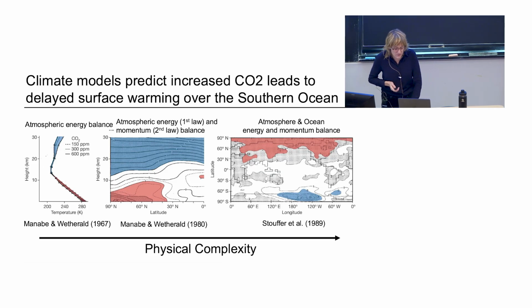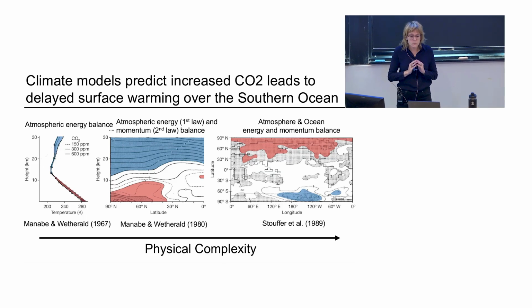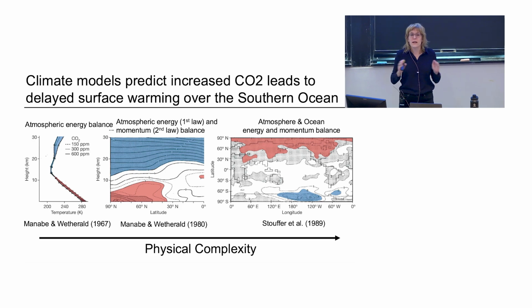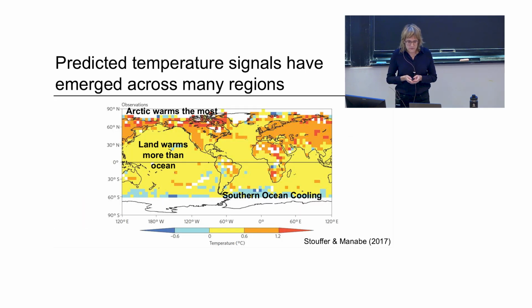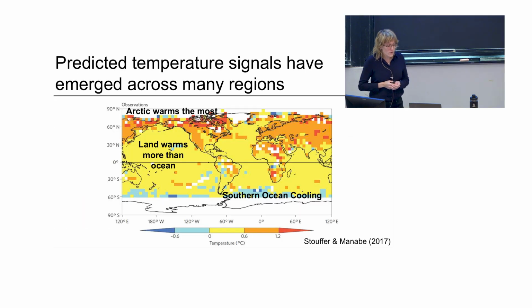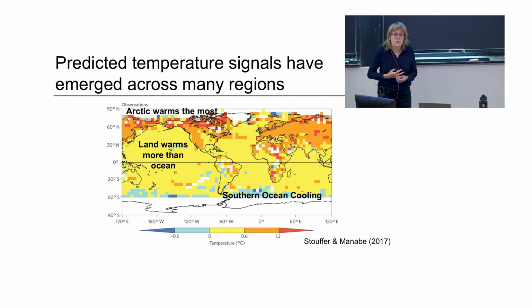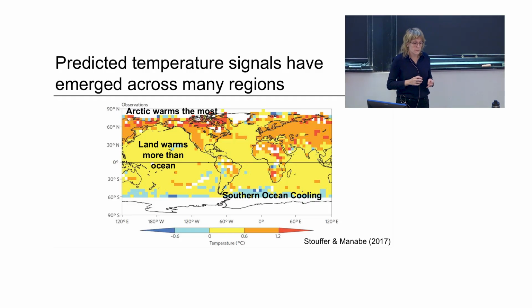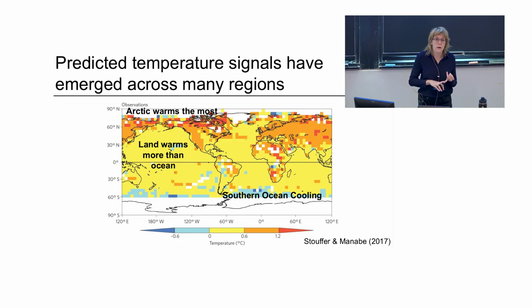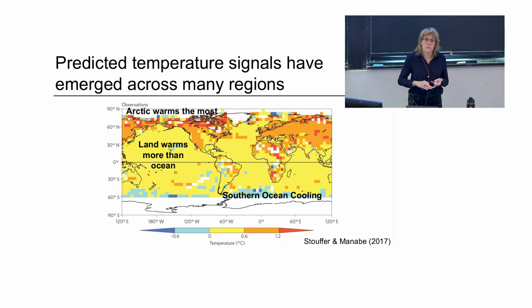Now what's amazing about this is these were worlds we had not seen. They had not seen, starting in 1989 or even 1967, okay? So in the intervening years, all of these signals have then emerged. We're talking about Arctic warming the most, 4 times the global mean, land warming more than the ocean, and the Southern Ocean transiently cooling. Okay, so this is why you get a Nobel Prize, or at least in our field.